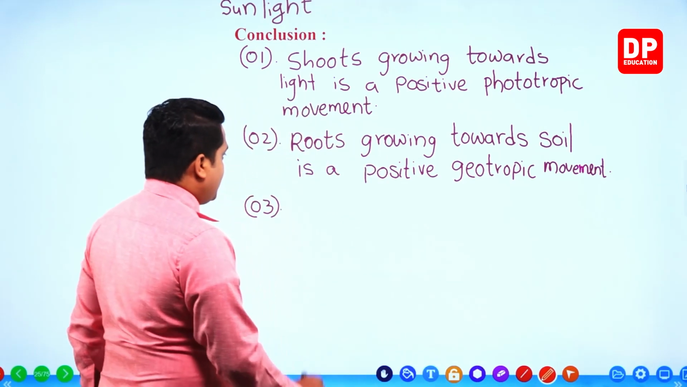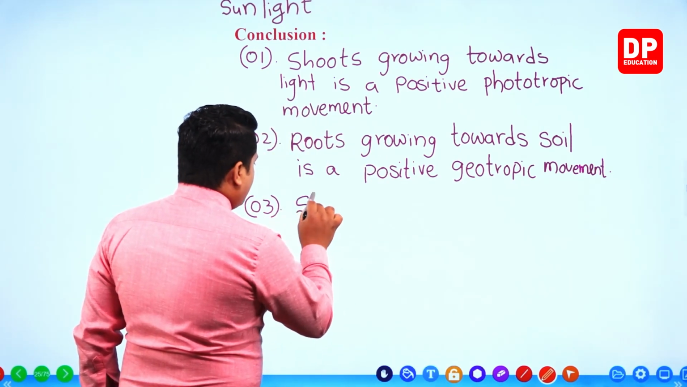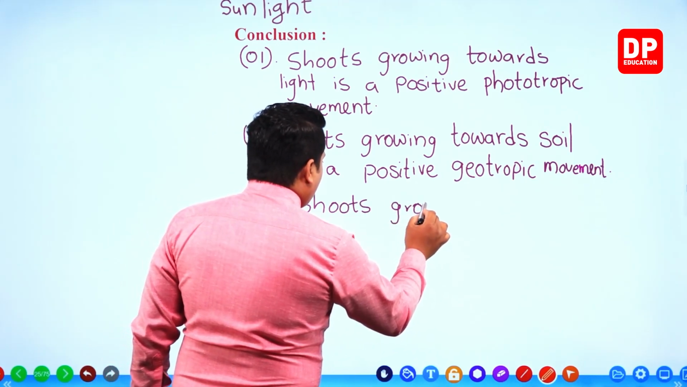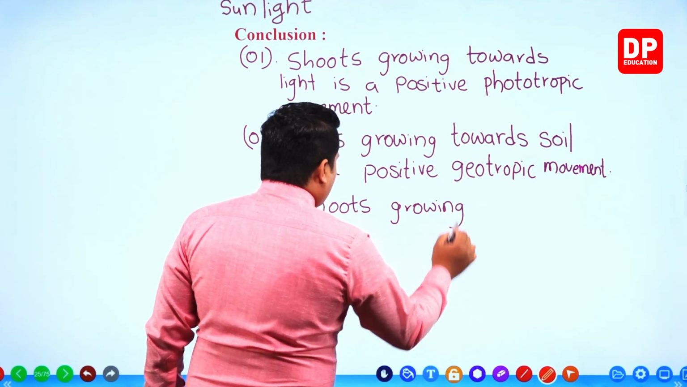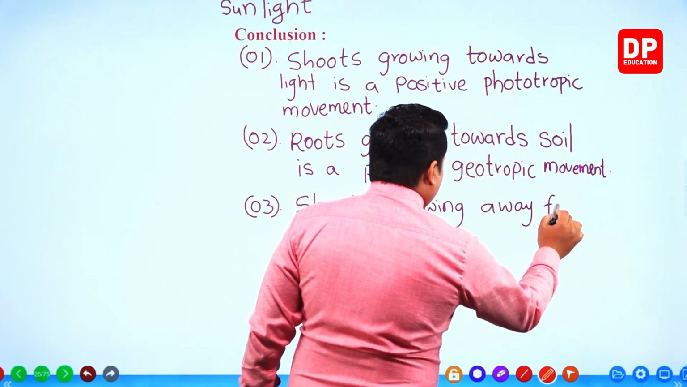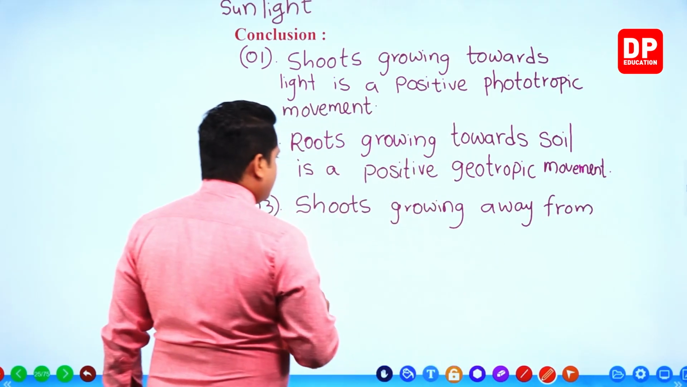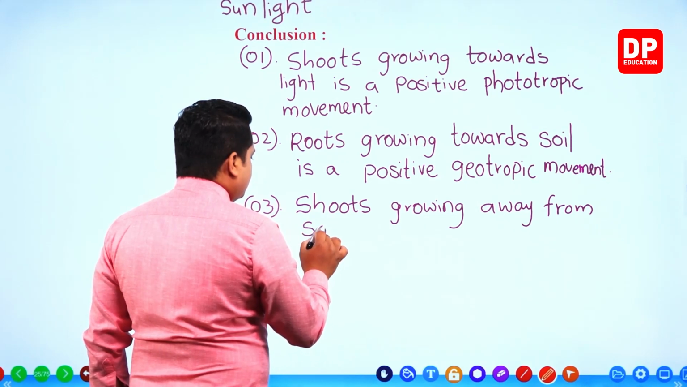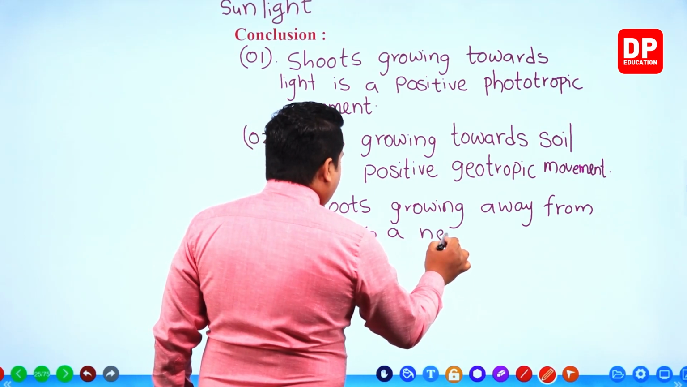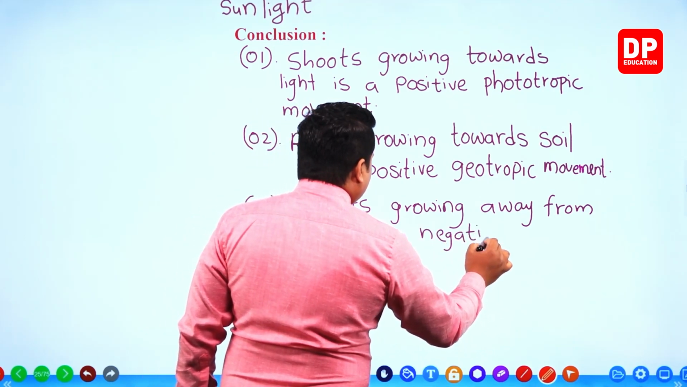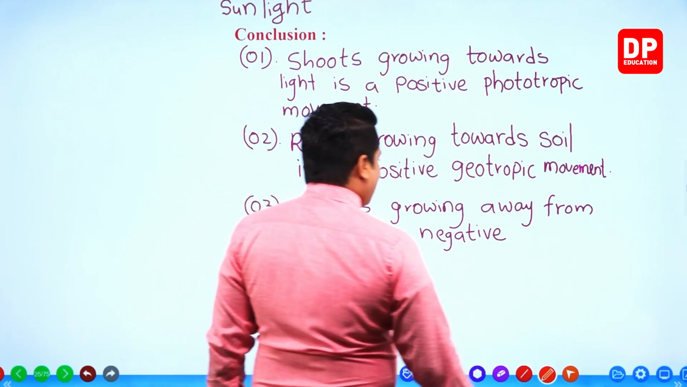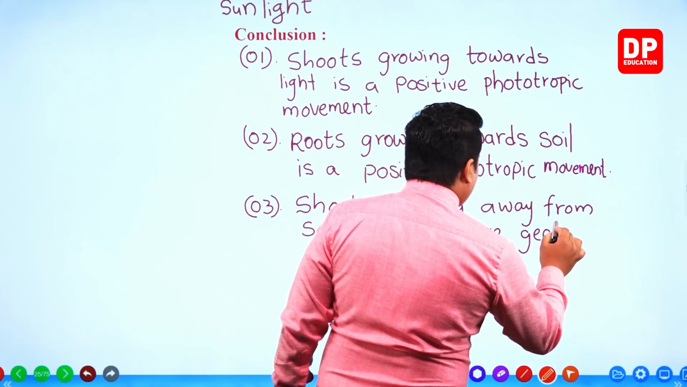So we can say number 3, shoots growing away from the soil is a negative geotrophic movement.